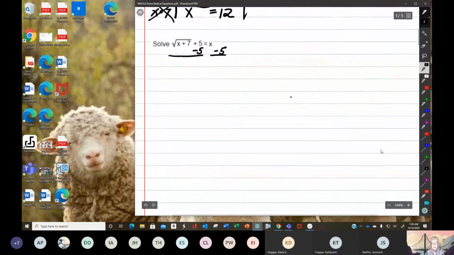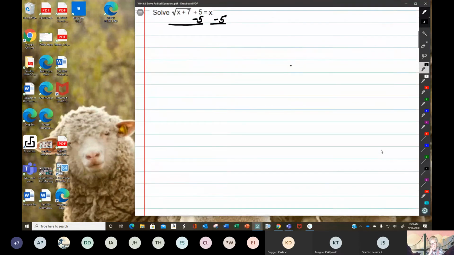Make it bigger. There. Okay, the reason I did that was so that 5 minus 5 would equal 0 over here. And over here, it's perfectly happy. Now we bring down the square root of x plus 7. X plus 7 plus 0 is just the square root of x plus 7.